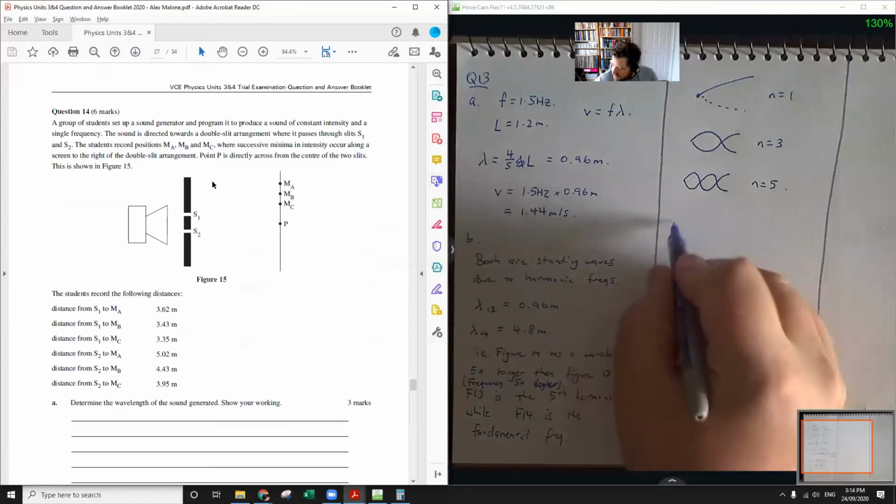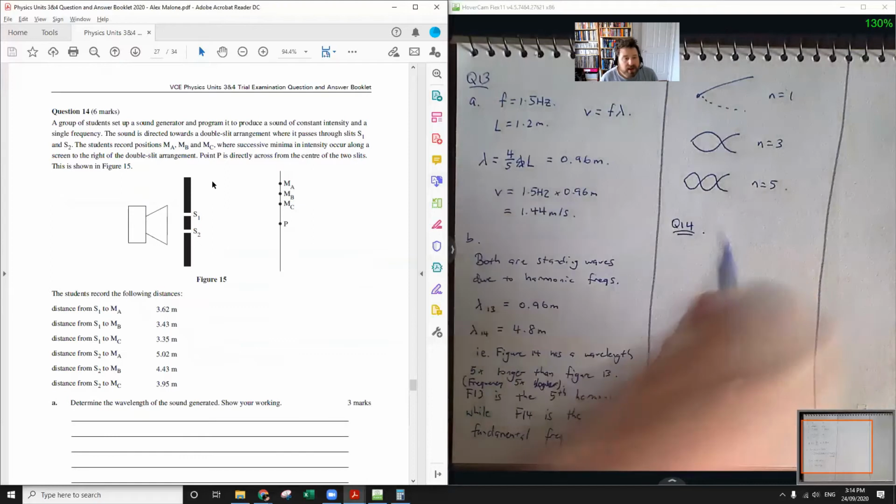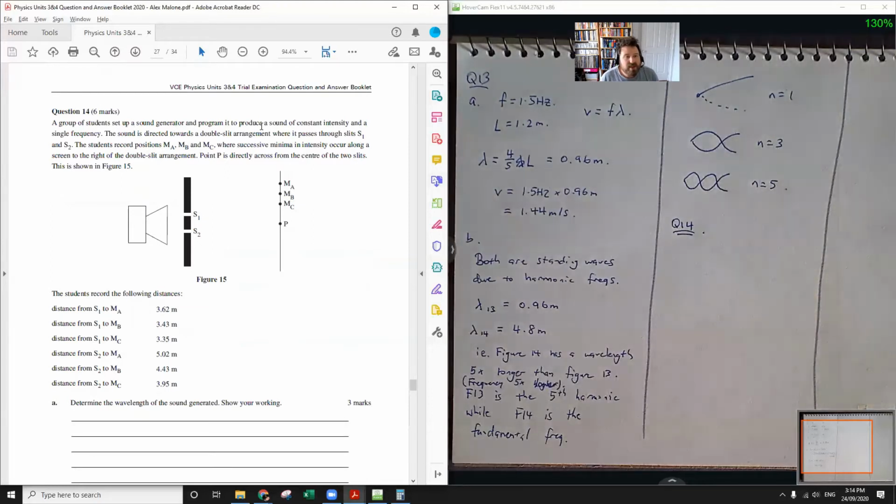Okay, question 14. A group of students set up a sound generator and program and produce a sound at constant intensity, single frequency. The sound is directed towards a double slit arrangement where it passes through slits S1 and S2. So we're doing Young's double slit, but we're doing it with sound. Students record positions MA, MB, MC, where successive minima in intensity occur along the screen to the right of the double slit. I would say that's to the left, but anyway. Point P is directly across from the center of the two slits. This is shown in figure 15.